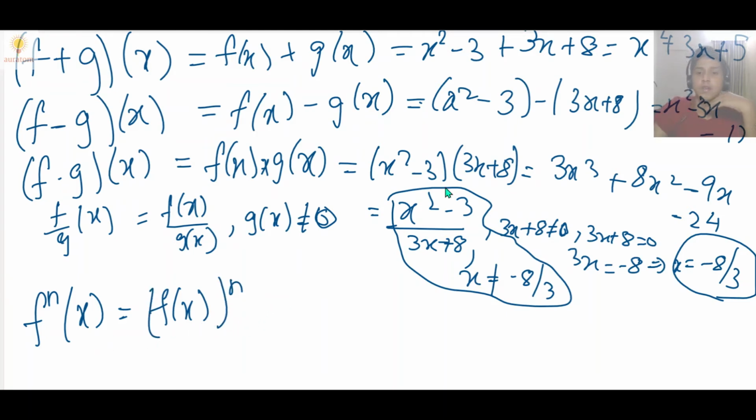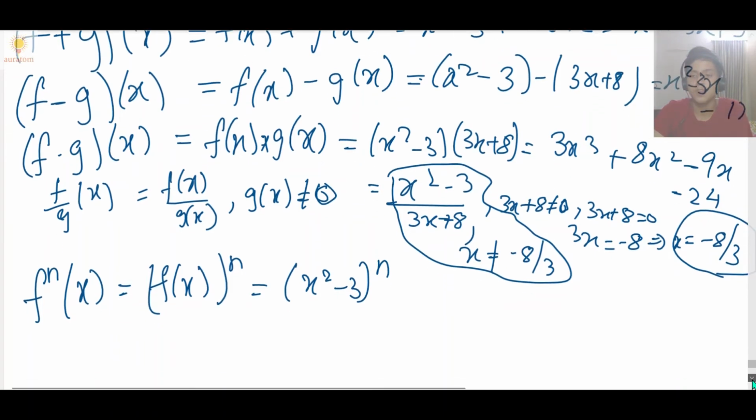So what was the original f of x? It's x squared minus 3, right? So this new combination is going to be x squared minus 3 raised to n. So these are all the arithmetic combinations, and now let's move on to some examples. Now let's take a look at some examples.